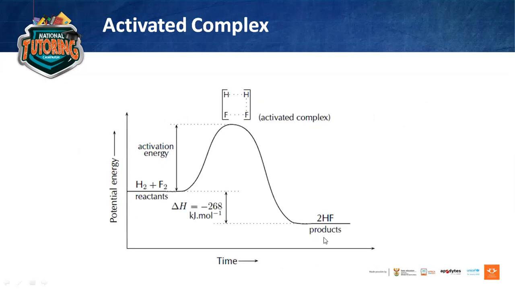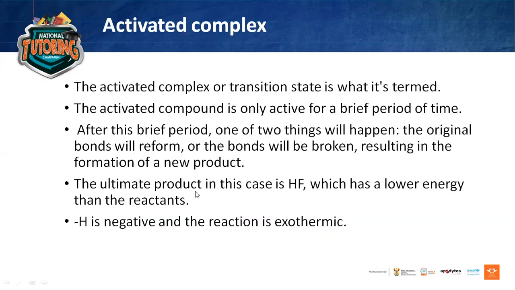So you can see here, this one is obviously an exothermic reaction, right? Because we can see that the product is lower than the reactant. The potential energy of your product is lower than the potential energy of your reactant. So the ultimate product has lower energy than the reactant, so ΔH is negative, and we already know this is an exothermic reaction.